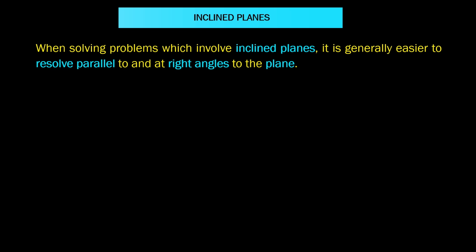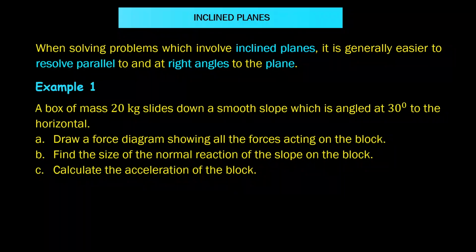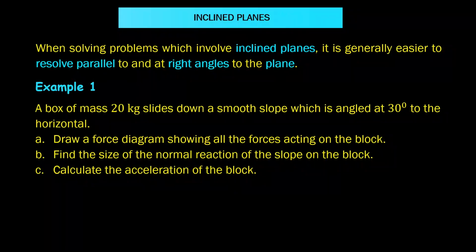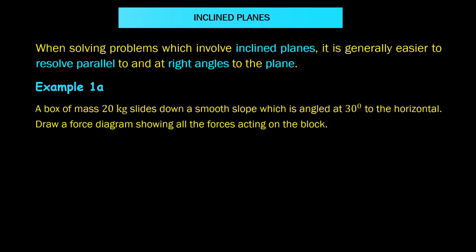Let's now take a look at an example. A box of mass 20 kilograms slides down a smooth slope which is angled at 30 degrees to the horizontal. We are required to draw a force diagram showing all the forces acting on the block. Then, to find the size of the normal reaction of the slope on the block, and finally to calculate the acceleration of the block. So let's solve this. We're going to take a look at part A first.